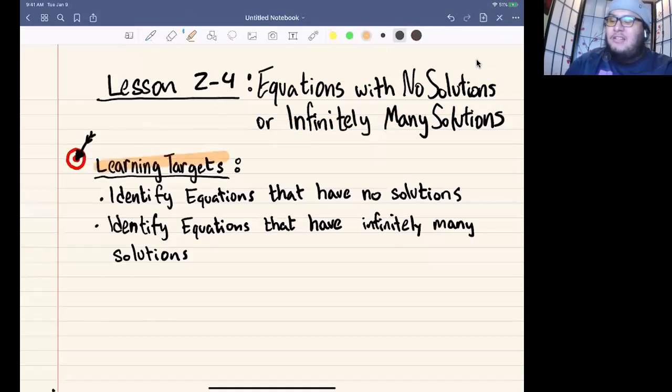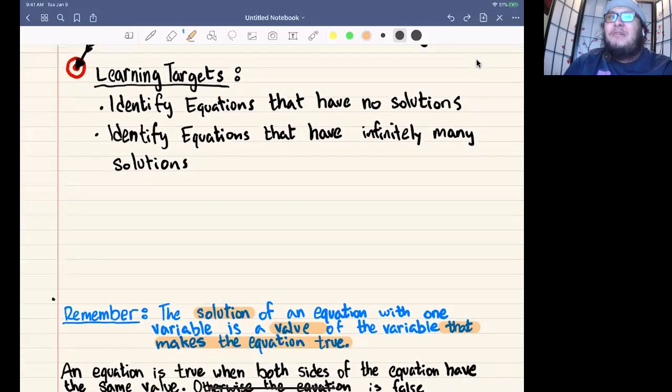We have our learning targets, and they are pretty simple. We need to be able to identify equations that have no solutions, and to identify equations that have infinitely many solutions. Up until now, every equation we have solved has only had one solution, only one number that makes that equation true. But before we begin, we got to do a little bit of review.